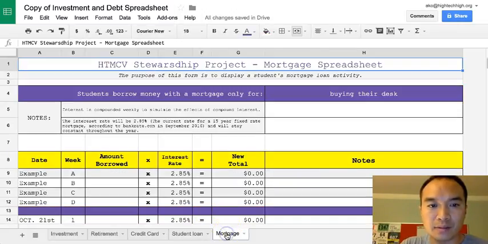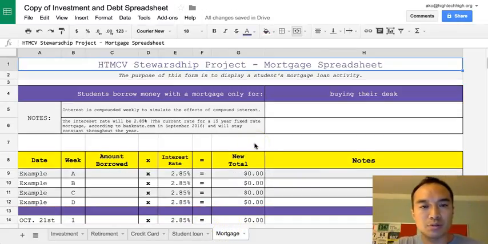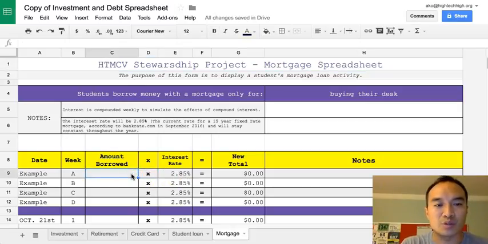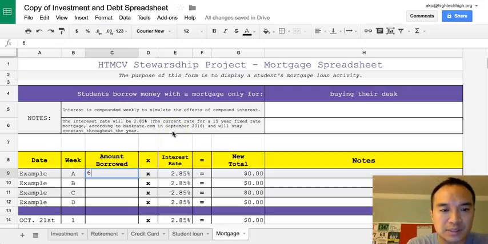And finally, last but not least, is the mortgage. So students can only borrow money with a mortgage to buy their desk. Same thing as a credit card and student loan, it stays the same. 2.85% is going to be our interest rate. And we got that because that's the current rate for a 15-year fixed rate mortgage, according to bankrate.com. All right, so let's pretend a student borrowed $6,000. So we type that in. So we can say borrowed $6,000.